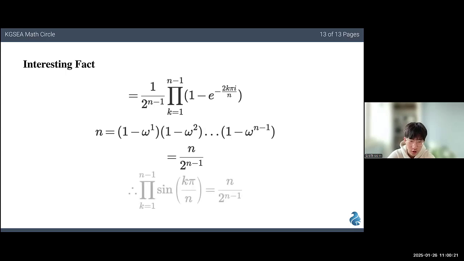So in fact, we have this interesting fact where the product of sine k pi over n as k goes from 1 to n minus 1 is simply equal to n divided by 2 to the n minus first power, which I thought would be an interesting proof to share with you guys.